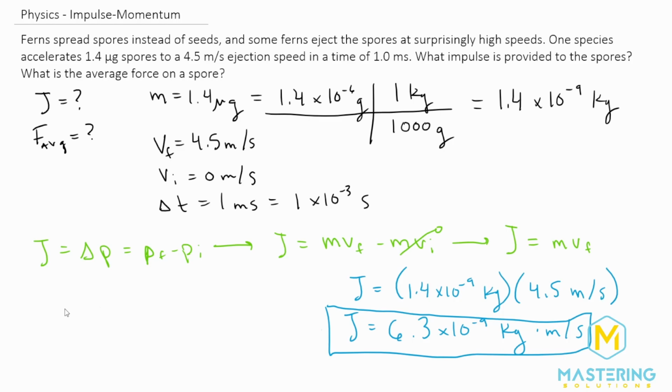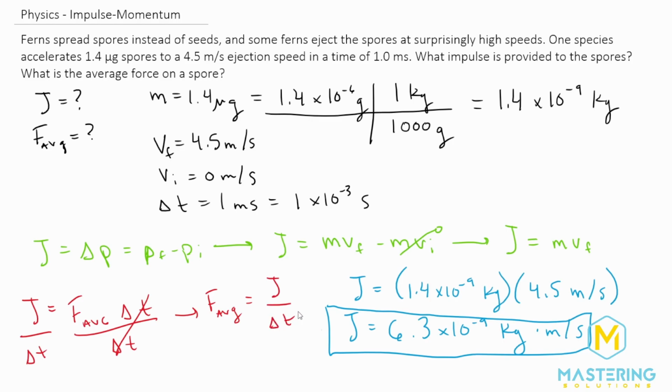Now we need to find the average force. And we know that the average force is from impulse equals F average times the change in time. So now we just have to isolate the average force. So we divide both sides of the equation by time, and that gives us F average is equal to J divided by delta T.